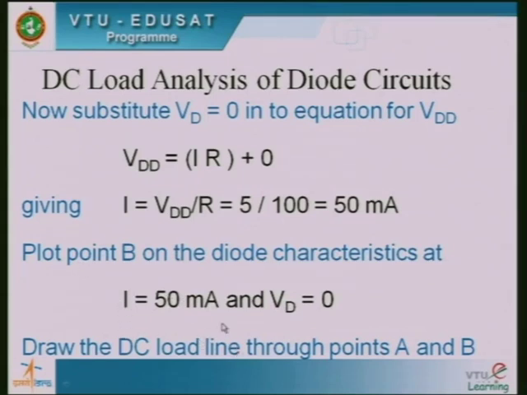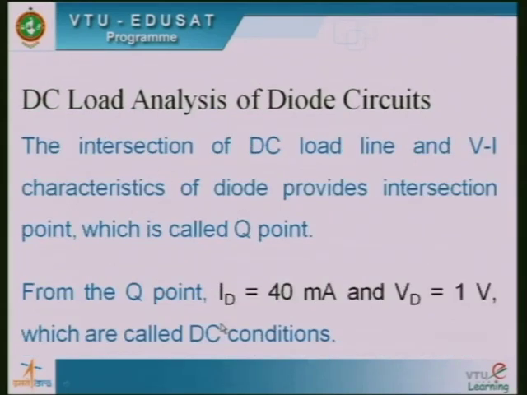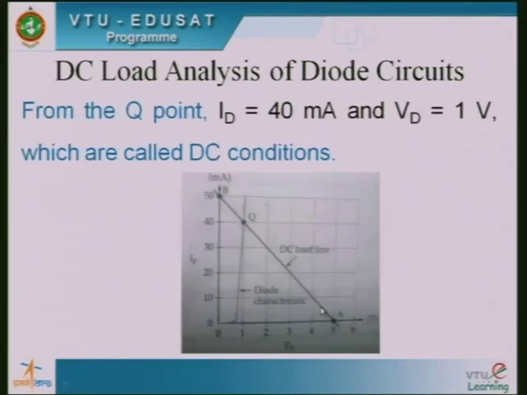which represents the DC load, and therefore this is called the DC load line. The intersection of this DC load line and the VI characteristics of the diode provides the intersection point which is called the Q point. From the Q point you can note that ID comes approximately equal to 40 milliampere, and VD you will get as 1 volt here. So these ID and VD are called the DC condition.